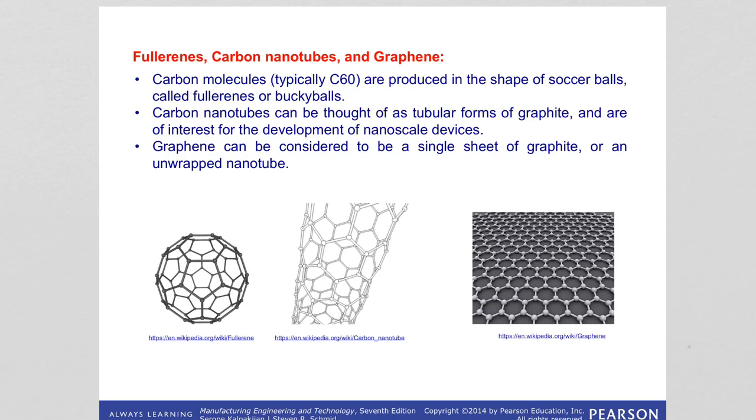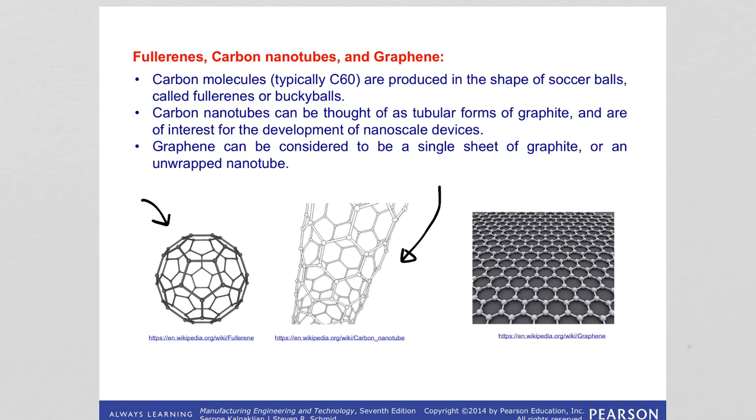So, these are more advanced forms of carbon, advanced materials in use in advanced applications because of their unique properties. So fullerenes, carbon nanotubes, and graphene. Okay, so these are all unique materials. These are just carbon atoms arranged in a different way. If it's in the shape of a soccer ball, we call it fullerenes or buckyballs. And carbon nanotubes are tubular forms of graphite, and they are used in many nanoscale devices.